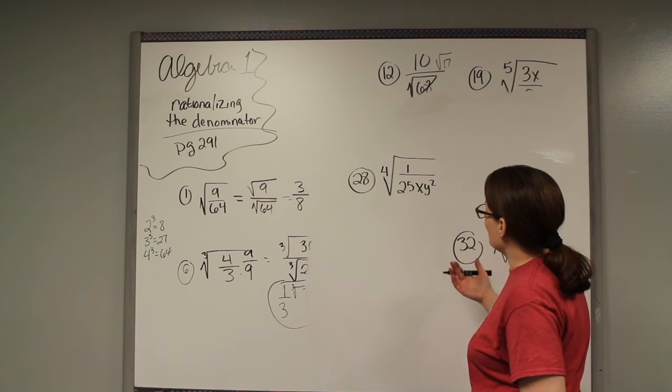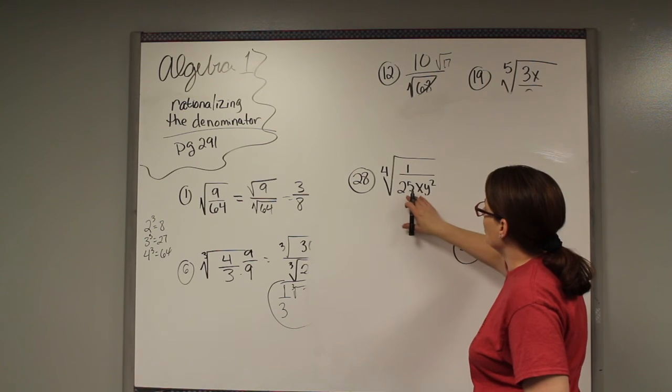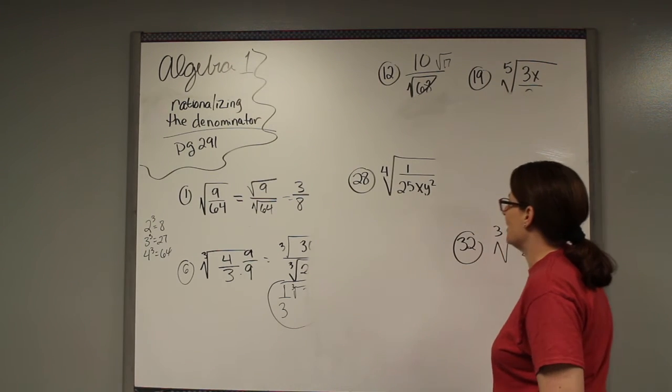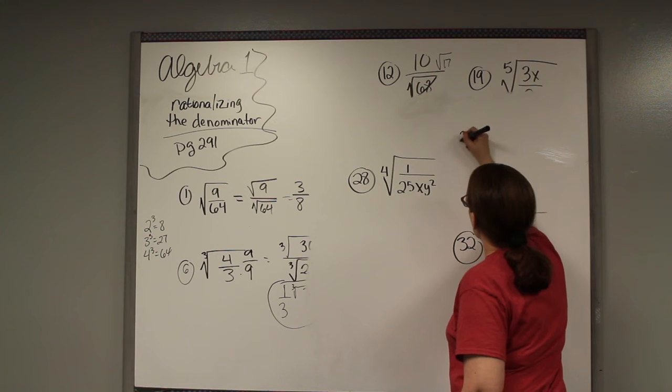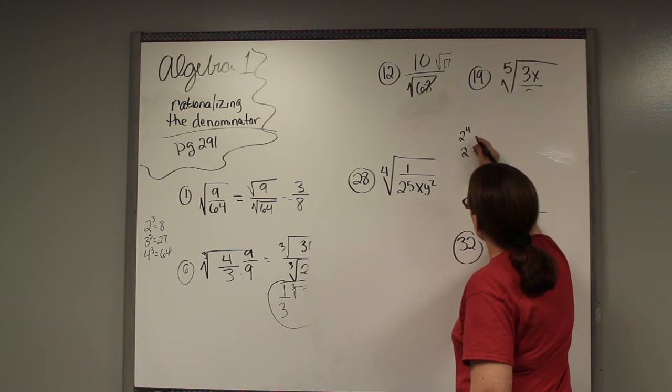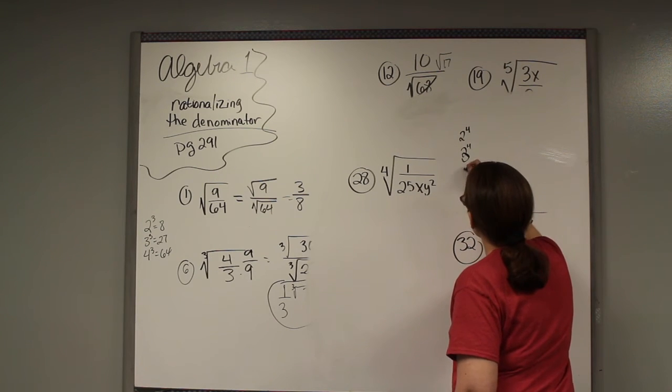I need to list some of the 4th roots so that I know what I need to multiply 25 by to get a 4th root. So 2 to the 4th, 3 to the 4th, 4 to the 4th, and 5 to the 4th.